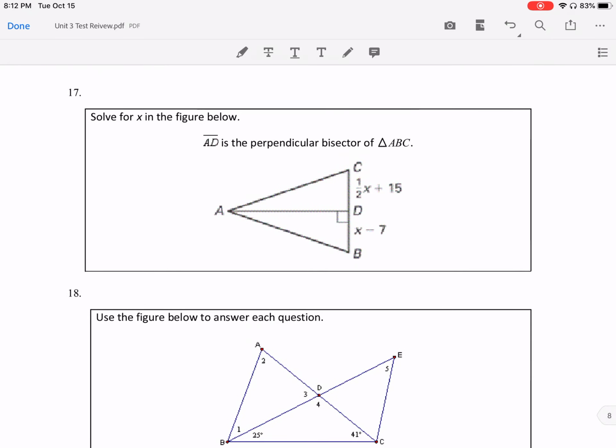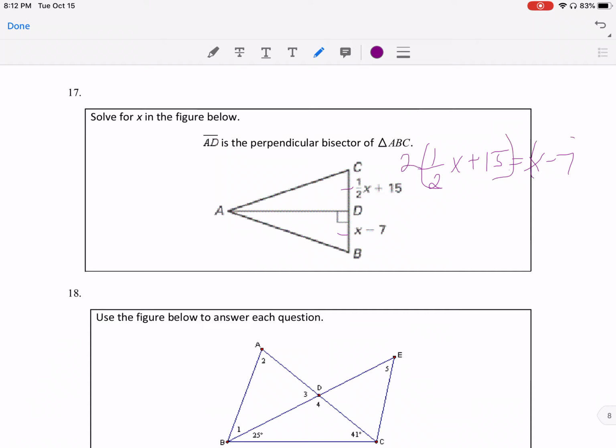Okay, 17 is if it's a perpendicular bisector, you know that these two parts are congruent, so 1/2 x plus 15 is equal to x minus 7. If you want to, you can clear your fractions. Make sure you do a distributive property to both terms. So you have x plus 30 is equal to 2x minus 14. 30 is equal to x minus 14. X is equal to 44. Okay, and it just says solve for x, so we've completed that problem.